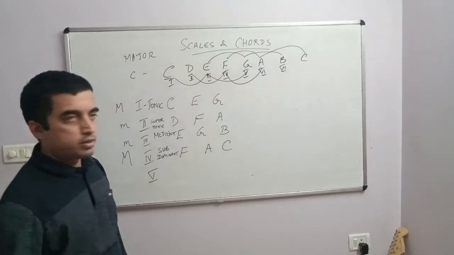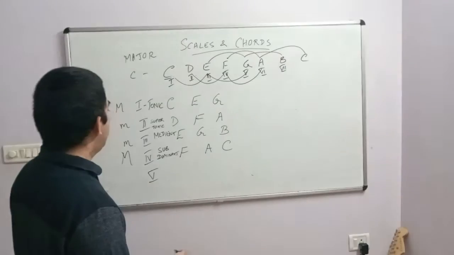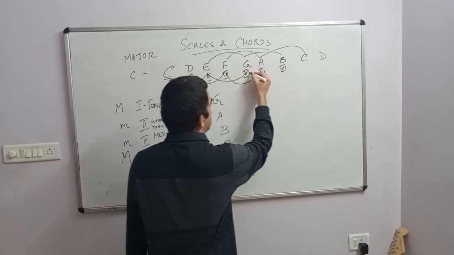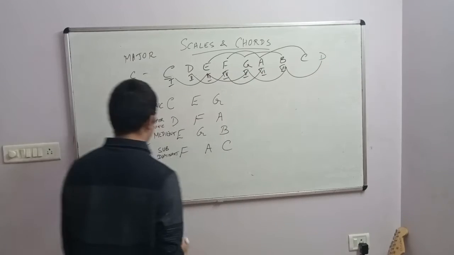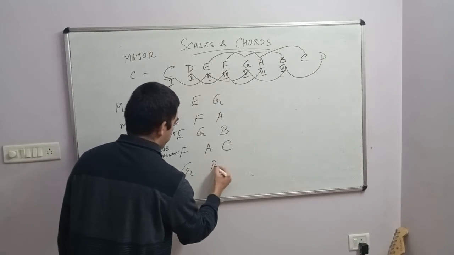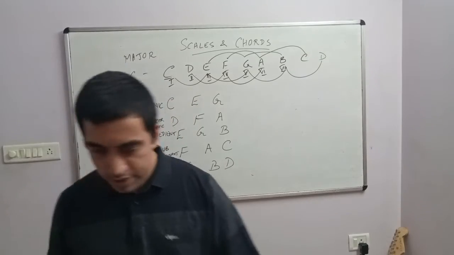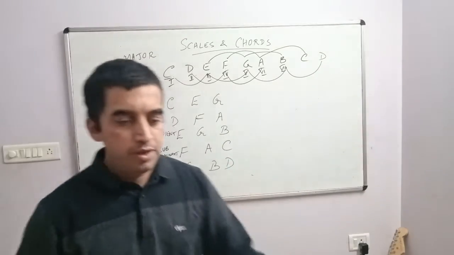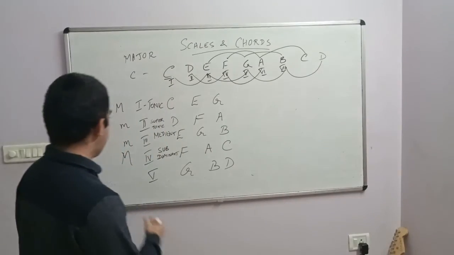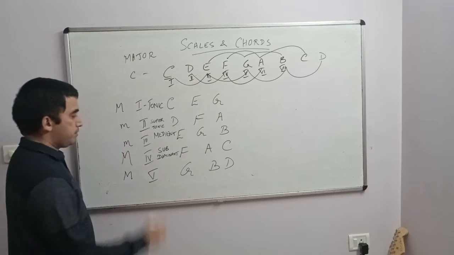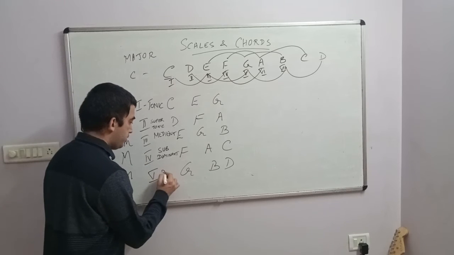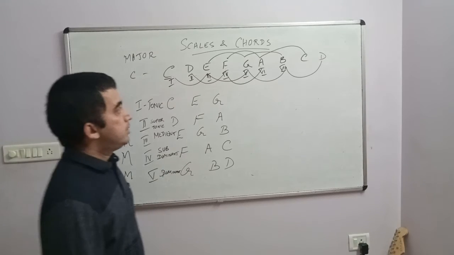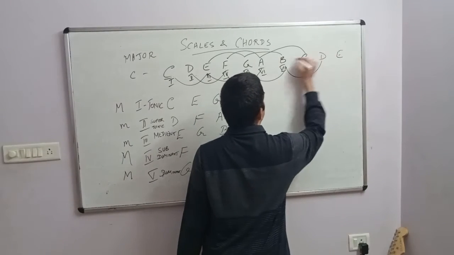If you want to, you can just rewind the video and watch it again. It will be helpful, right? The next note is G: G, B, D. Okay? So G, B, D will be a major chord, right? So the dominant is always major. Okay? Go to the next one.